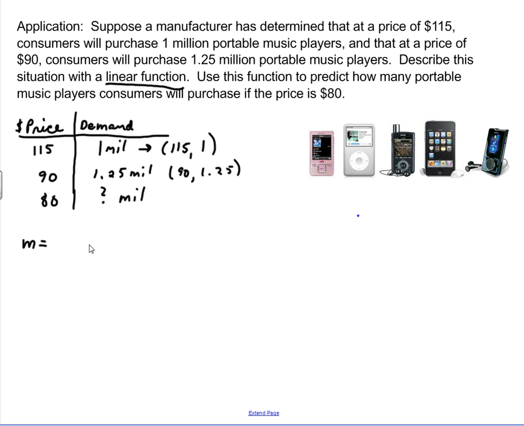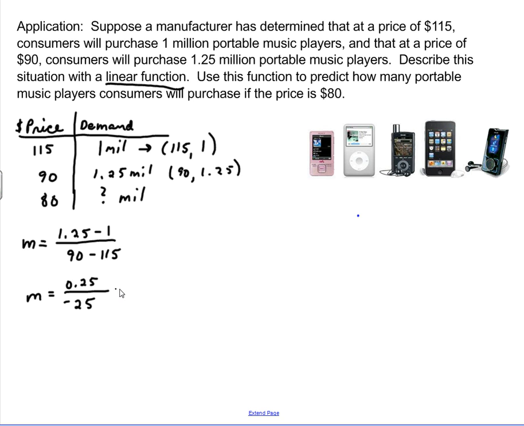So we're going to take our 2 points that we know, and we're going to take 1.25 and subtract away 1 and divide that by 90 minus 115. So if we've carried through our math correctly, we're going to find that our slope is 0.25 divided by negative 25. Well, that's sort of an interesting thing to happen. What do we mean by 0.25 divided by 25?